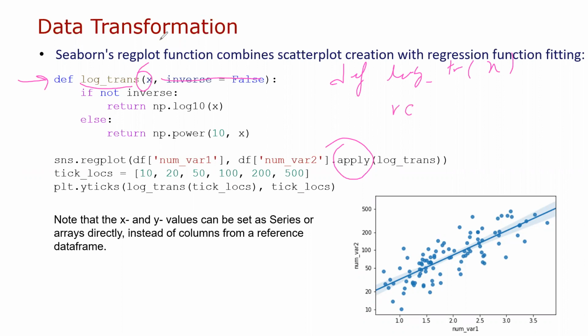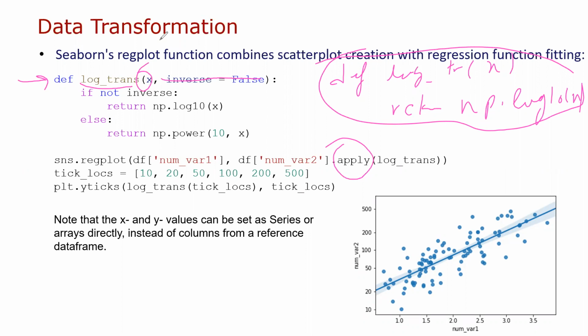Return np.log10 of X. So now what does this mean? It means that if you give me a number, I'm going to return for you the logarithm of that number. Is this clear? So this code is actually what's happening. You give me a number, I'm going to return for you the logarithm of this number.